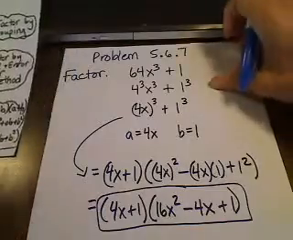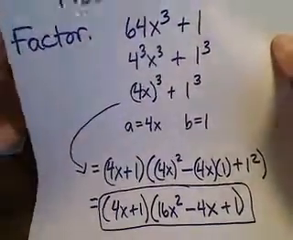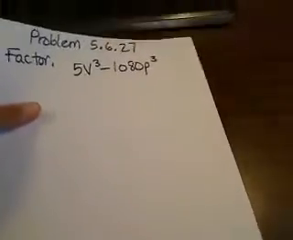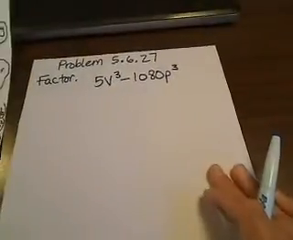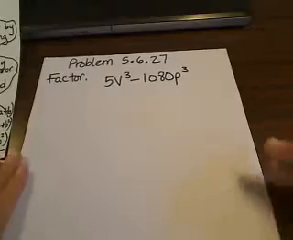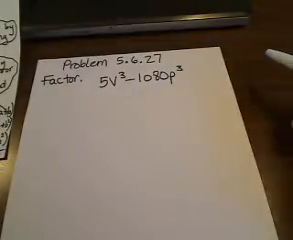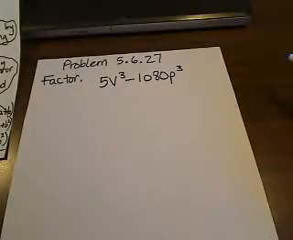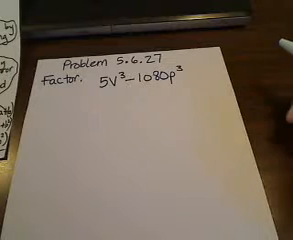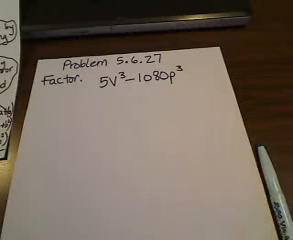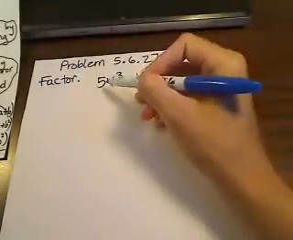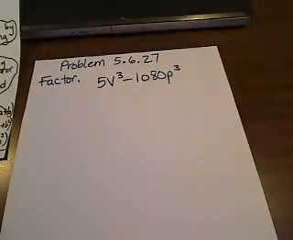Okay, let's also do this problem right here, 5.6.27, and they ask us to factor 5v cubed minus 1080 p cubed. And in this problem, it does look like there's a greatest common factor, because I recognize that I can't write either 5 or 1080 as something cubed.